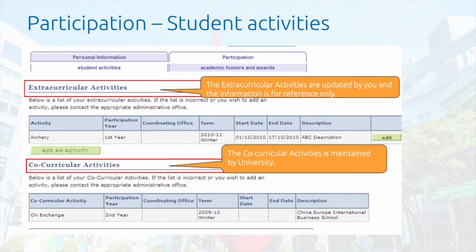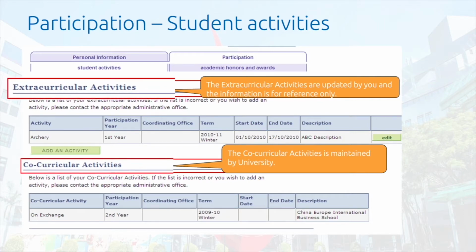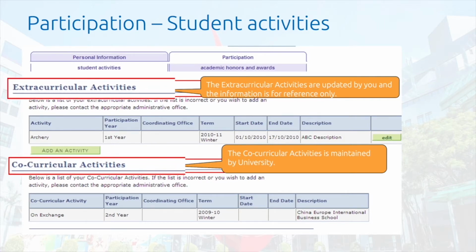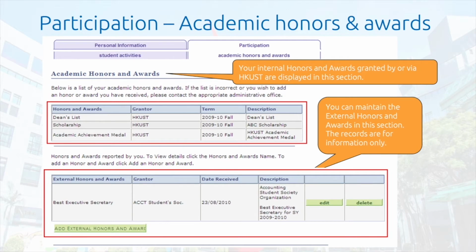Students may update the extracurricular activities information for their own reference, while the university will update the record of the co-curricular activities sections such as exchange program. Under the Academic Honors and Awards page, students may view the internal honors or awards granted by HKUST, including Dean's List Award, Scholarship Award and Academic Achievement Medal. Students can also maintain the external honors and awards in the awards section, while these records are for reference only.